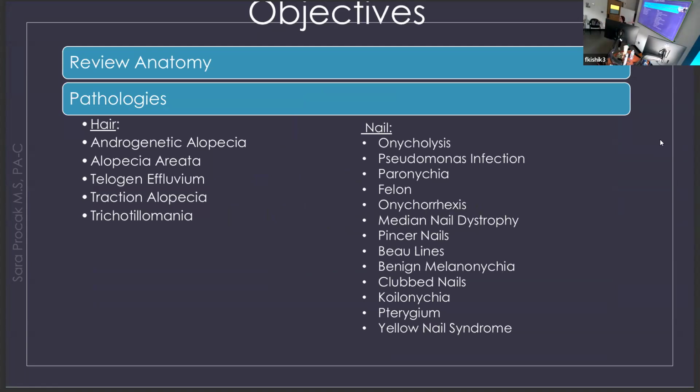By the time we get to the nail stuff, that's where everything's going to move really quickly because some of the nail disorders just are what they are, and there's not really a whole lot to say about them. Okay. And then we're going to review some anatomy instead of going over any definitions today.